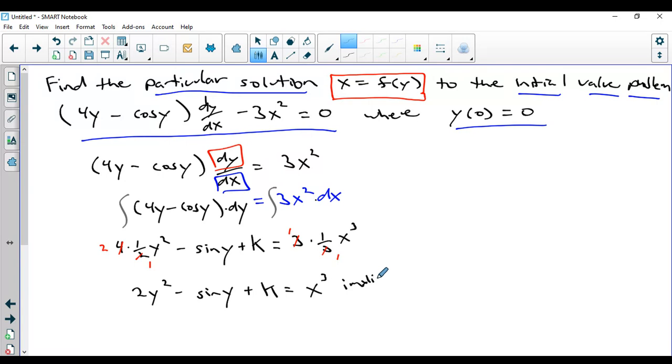So this would be your implicit general solution. If you hear that in the background, that's my boxer mutilating my chihuahua. All right, so here we go.